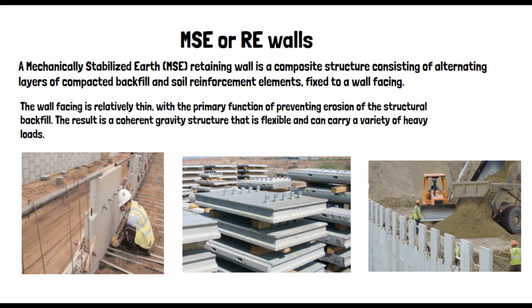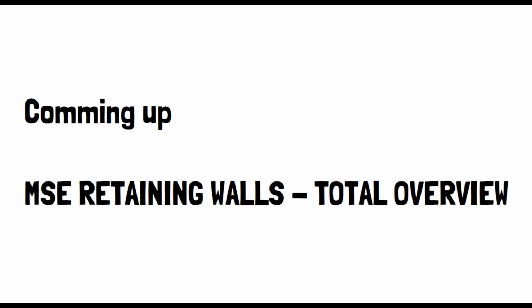It consists of a retaining wall fascia and compacted backfill with reinforcement elements, and they are fixed like this. These reinforcement strips are sometimes provided, sometimes geogrids are provided, and this will reinforce the earth, and that is why it is called RE walls. The wall facing is relatively thin, and its primary function is preventing erosion of the structural backfill. The result is a good gravity structure that is flexible and can carry a variety of heavy loads.